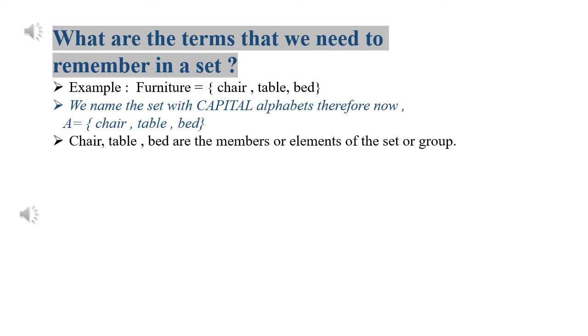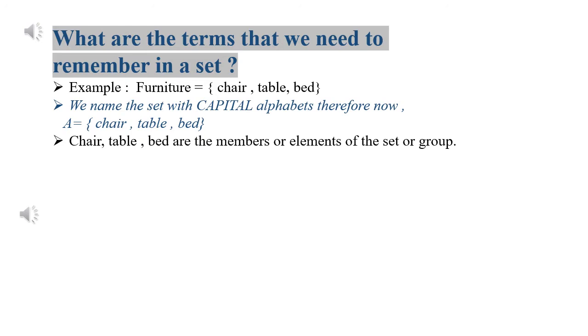So the name of the set can be given by any alphabet from A to Z, but it has to be written in capital. Okay. Next. Now whatever are the members of the group. Which are the members of the group over here? Chair, table and bed. Now these members are known as the elements of the group. Okay, so you will not say what are the different things in the group. You will use the word elements.